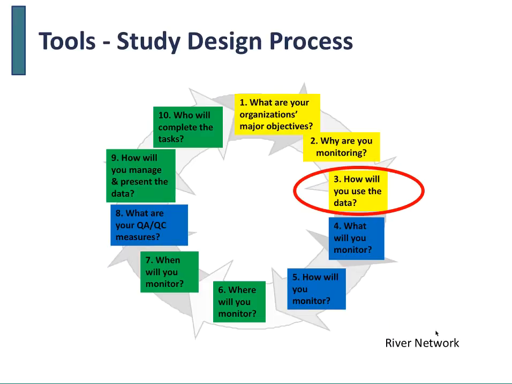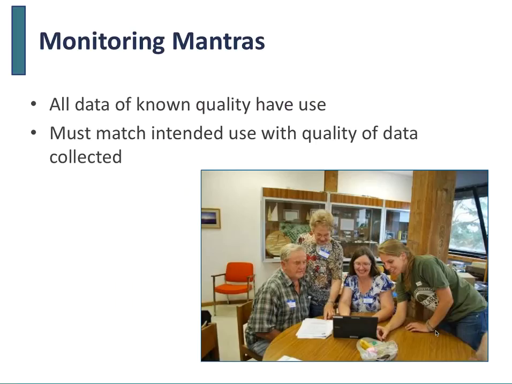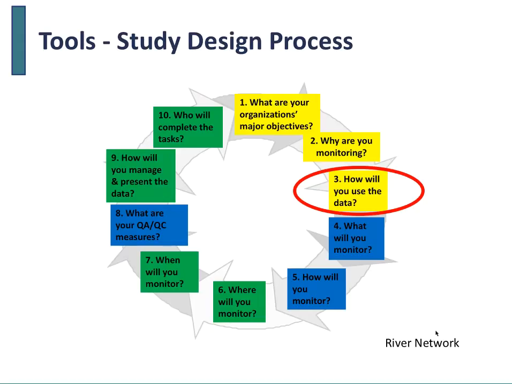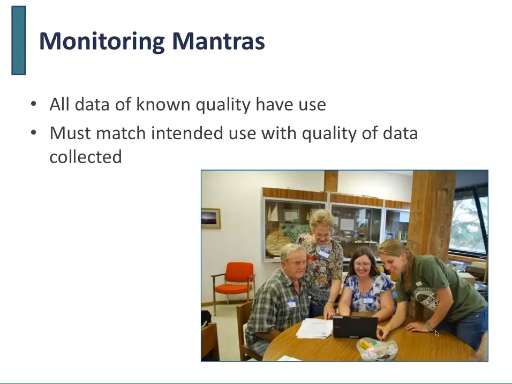So I have how we use the data circled, and that leads to some of the monitoring mantras that we have in our field. One is that all data of known quality have use, and two, you must match the intended use with the quality of data collected. So when you're looking at that study design process, you have to think through all the different ways that you want to use your data so it can inform the different quality assurance that you need to build into your program.